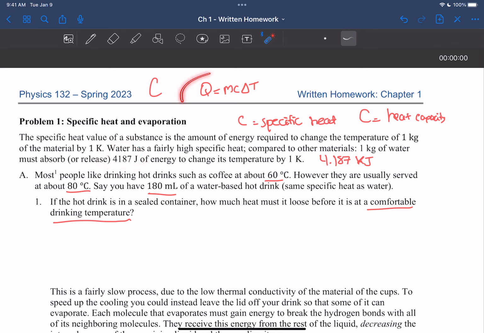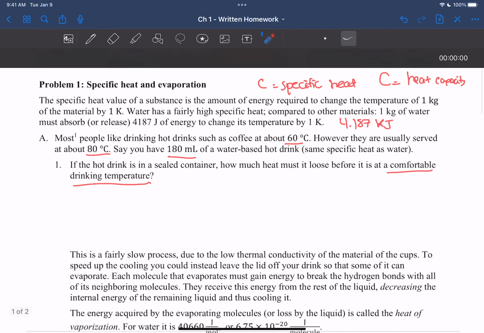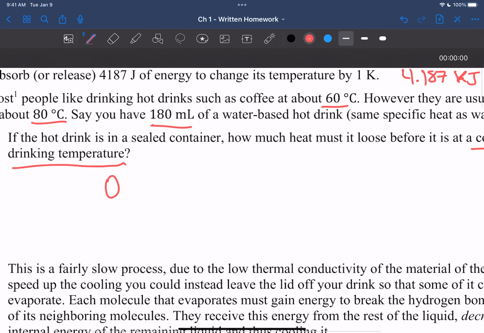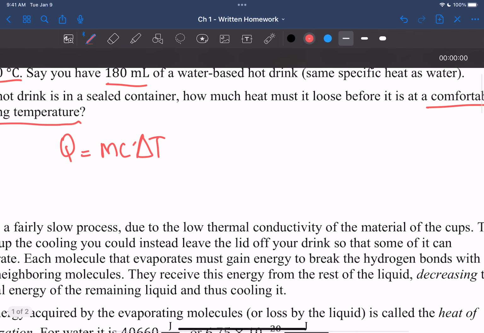So excellent. We'd use this equation because Q equals MC delta T would be able to tell us exactly how much heat needs to be absorbed, how much heat needs to be released, etc., for these types of problems. In this case, it's how much heat must the hot drink lose before it's at a comfortable drinking temperature. So you should see a negative answer because that would indicate a decrease in energy of some sort, right? So we have Q equals MC delta T, right?